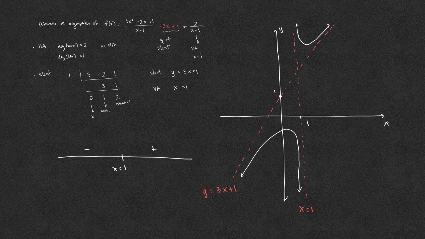And also, we should find any x or y intercept. To find the y-intercept, we simply plug 0 into x. 3 times 0 squared minus 2 times 0 plus 1 is 1. And then 0 minus 1 is negative 1. So 1 over negative 1 is negative 1. So the y-intercept is (0, negative 1).